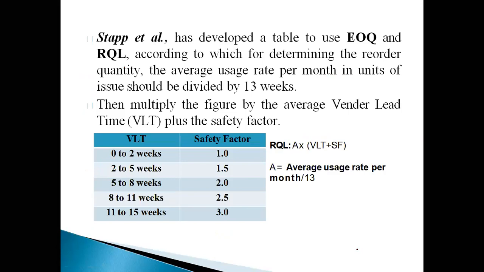As per the steps et al. has developed a table to use EOQ as well as RQL, reorder quantity level, according to which, for determining the reorder quantity, the average usage rate per month in units of issue should be divided by 13 weeks. 13 weeks means 3 months. In a year there are 52 weeks; divided by 4, the first quarter is 3 months. So 13 weeks is 3 months of data, 3 months of requirements.